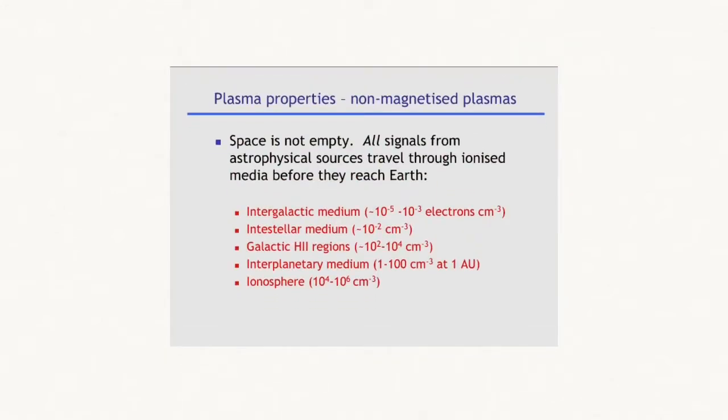I think it's fair to say that most of us understand that space is not empty, and that all signals from astrophysical sources travel through ionized media before they reach Earth. And despite seeming empty, the space between the stars in our Milky Way galaxy is actually filled with a low-density gas called the interstellar medium, which is why you might see ISM on some of these slides. So it'll say, for example, ISM, interstellar medium, LISM, local interstellar medium, and you might see a few more variations, which we'll cover later.